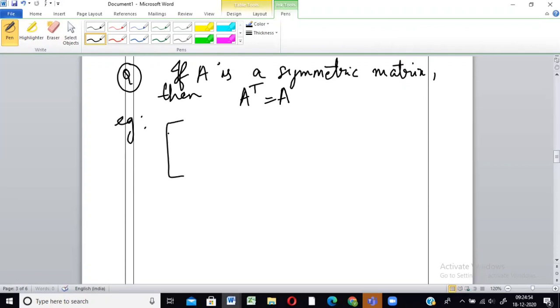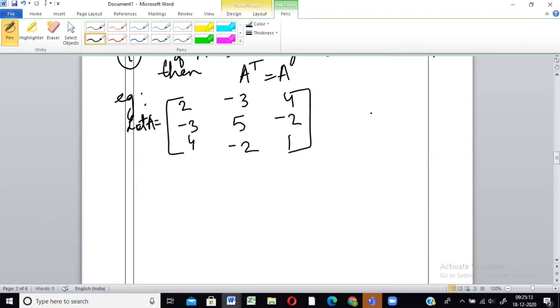Suppose let A is equal to 2 minus 3 4, 3 minus 3 5, minus 2 4 minus 2 1. This is of course a symmetric matrix, right? So what happens in case of symmetric matrix? As I said, when you take a transpose, वो same to same वही matrix जैसा दिखता है. So अभी A यहाँ पे है. If we take its transpose, it should look like exactly this matrix, right?